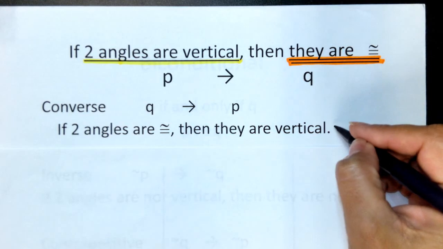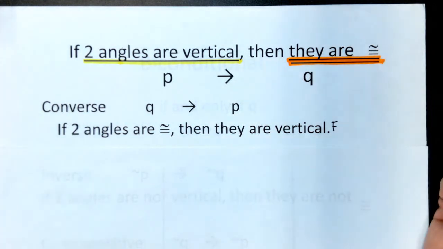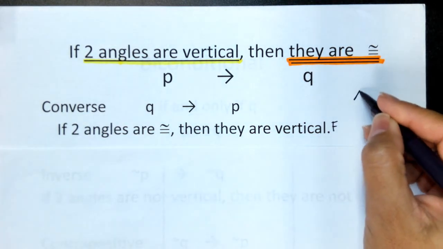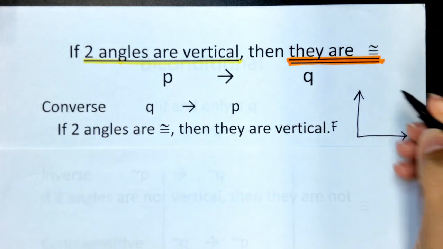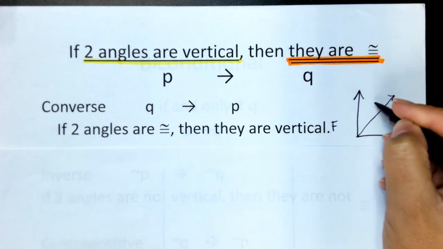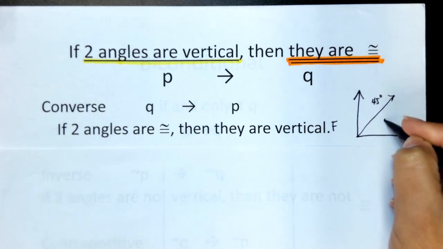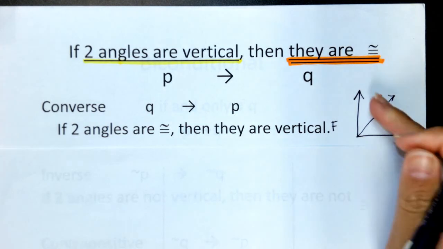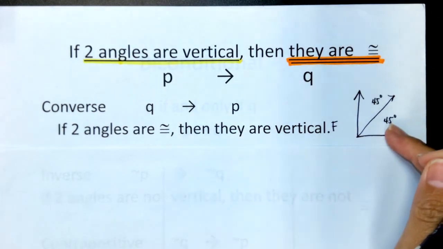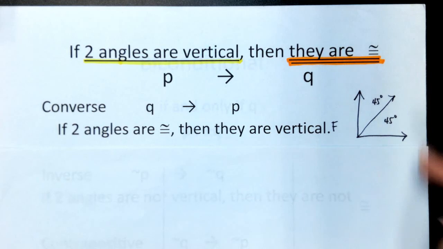And guys, that's going to be a false statement. Let me show you why. We could draw something like this. This guy could be 45 and this guy could be 45. They're congruent, but they are not vertical angles. They are adjacent angles whose sum equals 90.